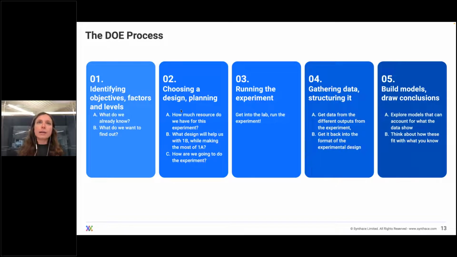And then once you get this design, you go in the lab, you run it, you collect all the data that you wanted to collect, and you structure it in such a way so that it can be fed back into the statistical package. And finally, you build models, which is a fancy way of saying you look at the cause and effect relationships between the factors and the responses, and using some of your domain knowledge, you start to draw conclusions about your process.